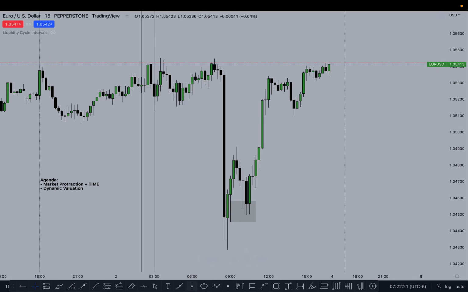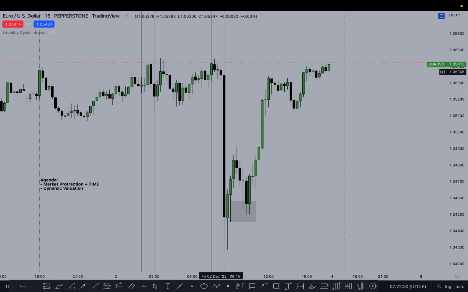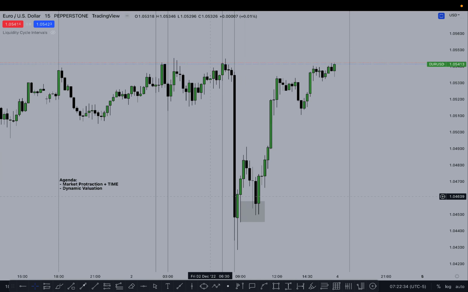Then here between 7:30 and 8:30, what's this? NFP release. Yes, it's tradable. The entire group was looking for sells on this day. It was obvious based on our fundamental analysis. Down we went. This is your protraction.